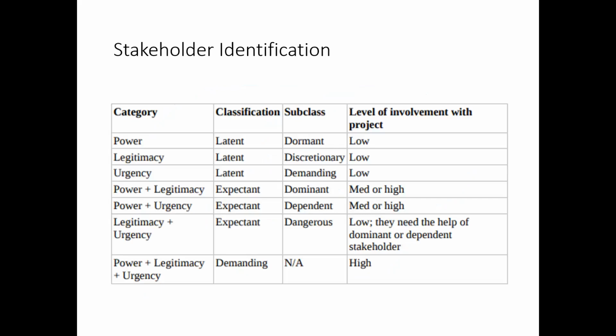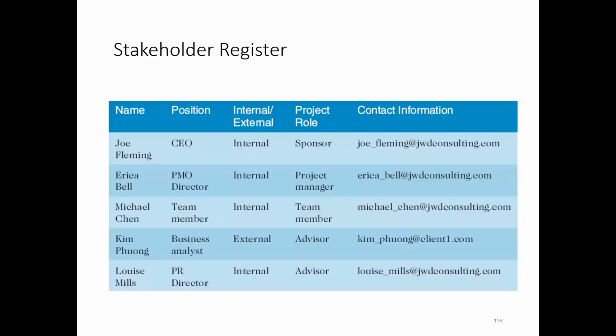So we see here the category classification, subclasses, and level of involvement with projects, like power and legitimacy. If it is power plus legitimacy, the classification is expectant, the subclass is dominant, and the level of involvement with the project is medium or high. And power plus legitimacy plus urgency, the classification is high, the subclass is not applicable, and the level of involvement with the project is high.